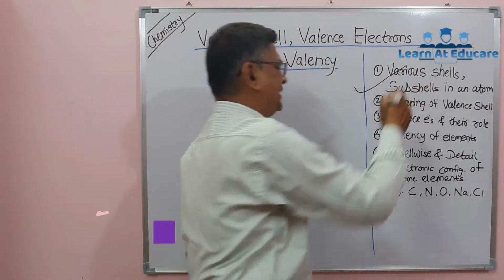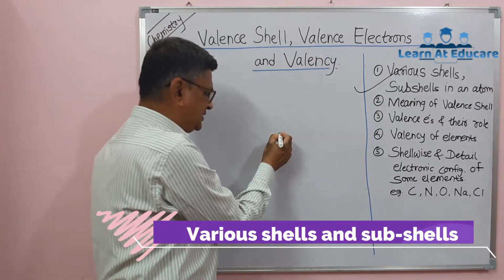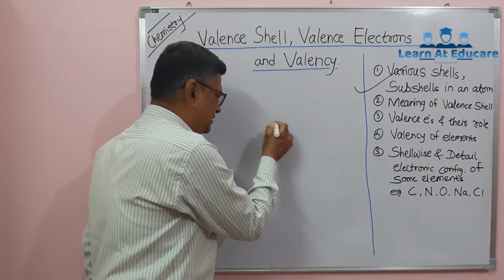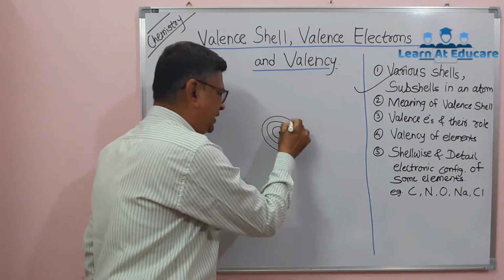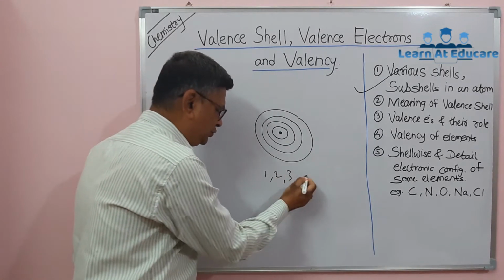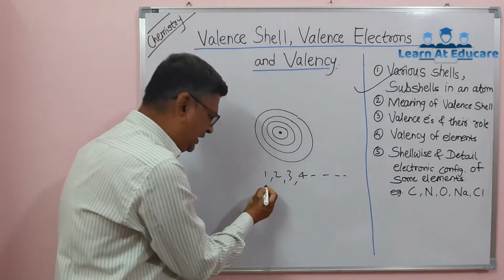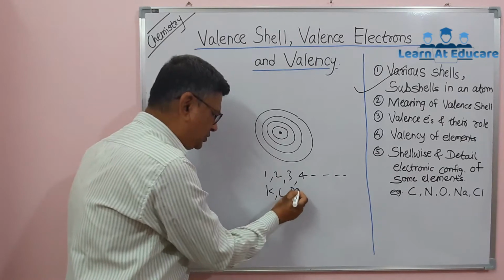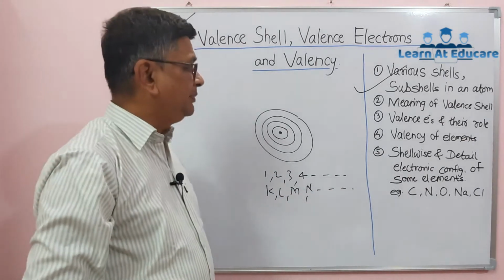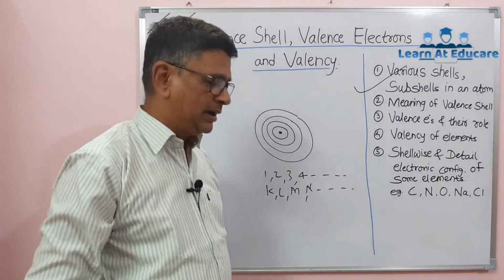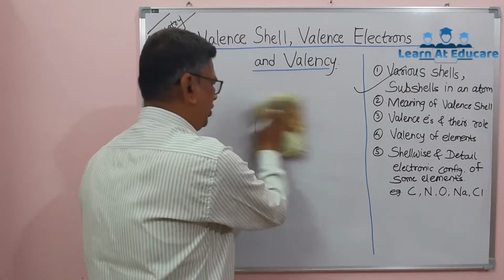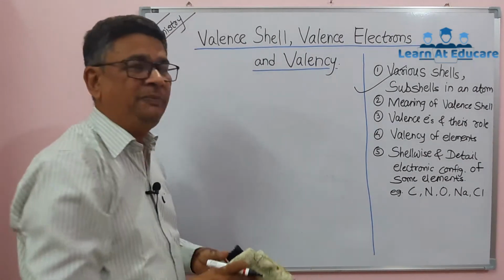For example, the center of the atom is the nucleus. This is its first shell, second shell, third shell, fourth shell, and so on. So shell numbers 1, 2, 3, 4, and so on have letter symbols also: K, L, M, N respectively. Remember, these shells are further divided into subshells, also called orbitals.